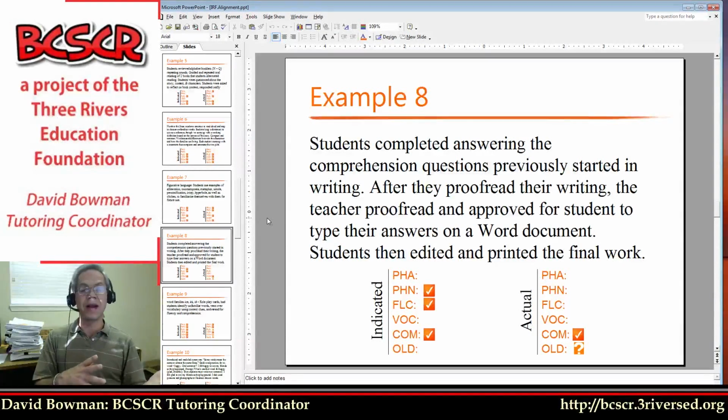That would have been a great opportunity to really start moving up the various levels of Bloom's taxonomy and really emphasize both the comprehension and the oral language skills. But instead, there was a lot of typing going on. So this one is not so good.